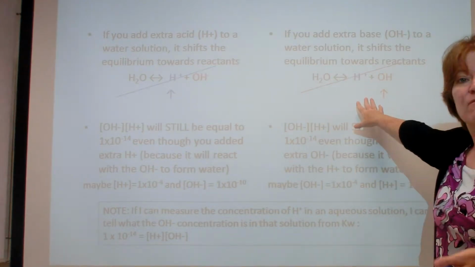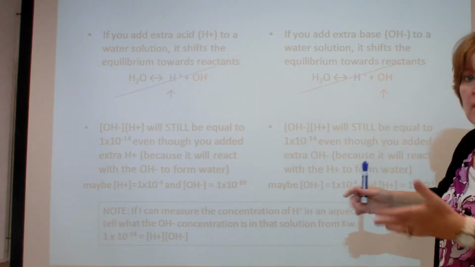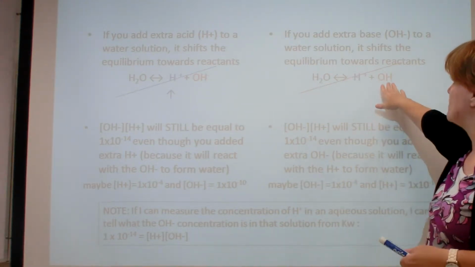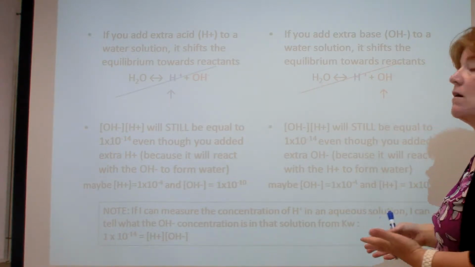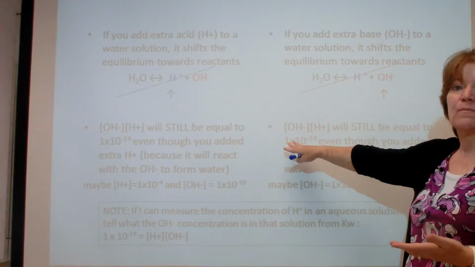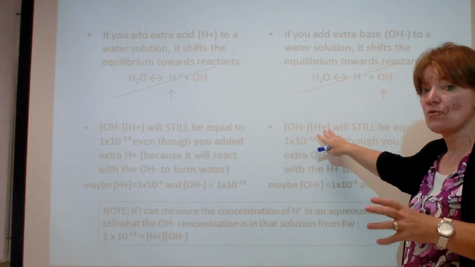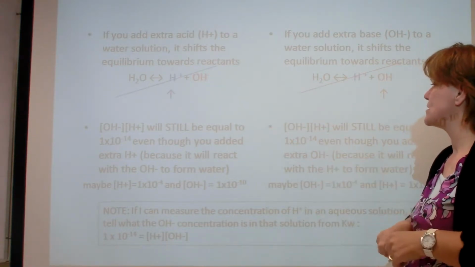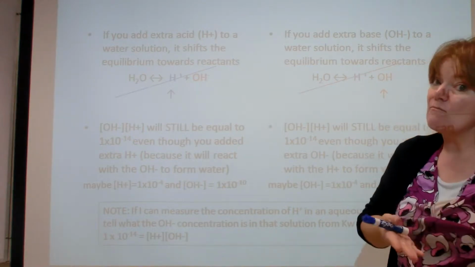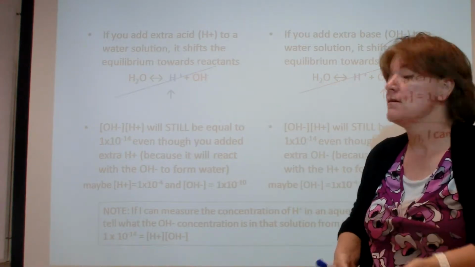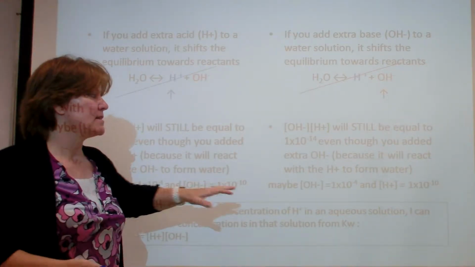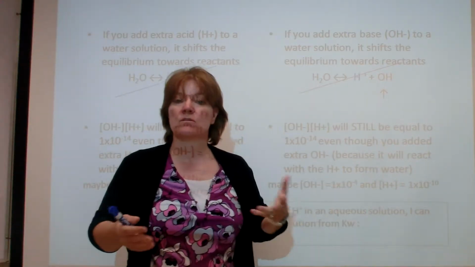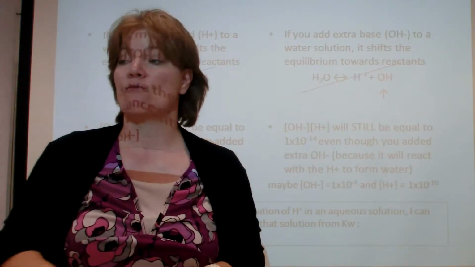I can do the same thing if I add base. It's also going to shift back and make water. Now, at this point, I will still have OH minus times H plus. The concentrations will still multiply together to be 1 times 10 to the negative 14th, but I'll have more OH minus than H plus. So the only thing that's always true is that when I multiply them together, they will be 1 times 10 to the negative 14.